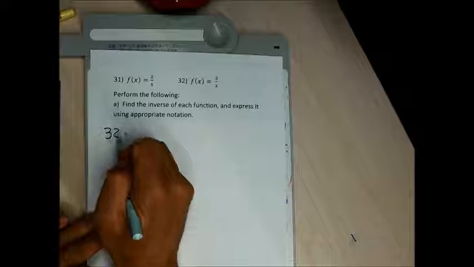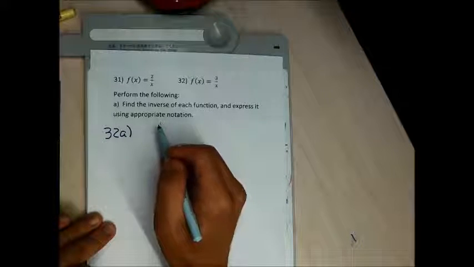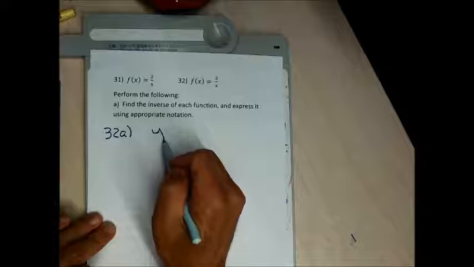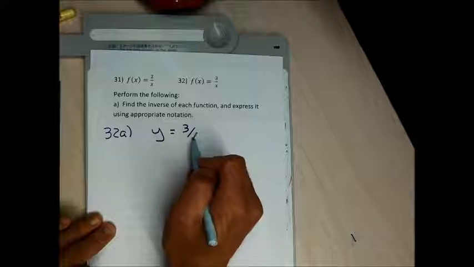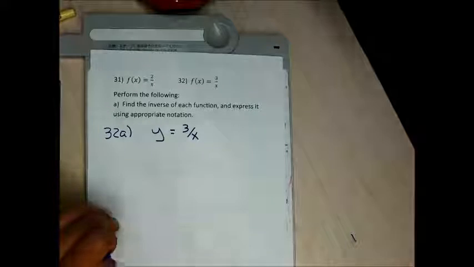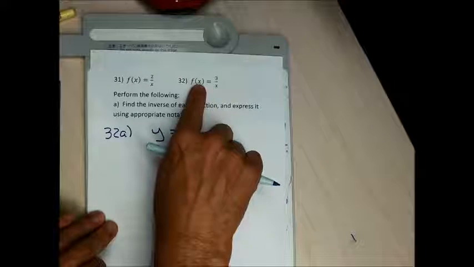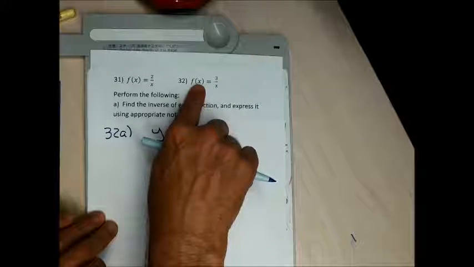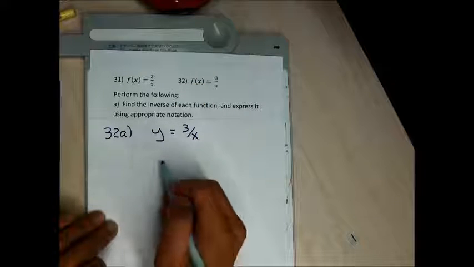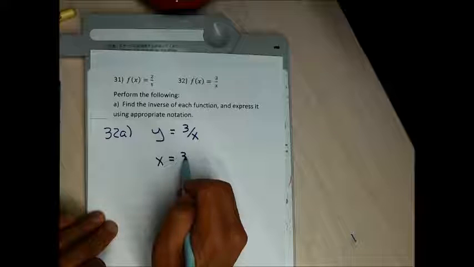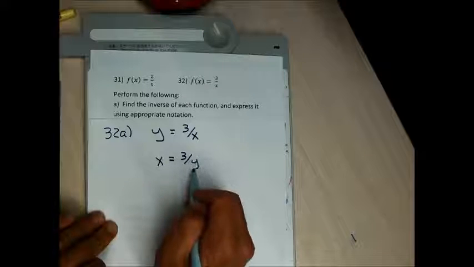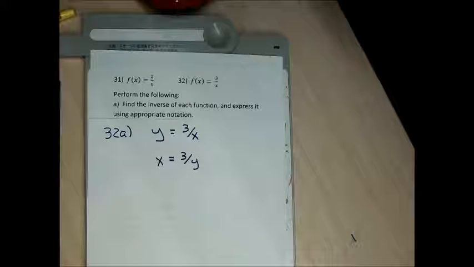So for 32A, the first thing I'm going to do is change the function notation to the letter y. So I'm going to write y equal to 3 over x. So I'm doing the steps without writing them down. First step in finding an inverse, change the function notation to the letter y. Second step in finding an inverse is switch the x and the y. So I'm going to get x equals 3 over y. Last step is to solve for y.